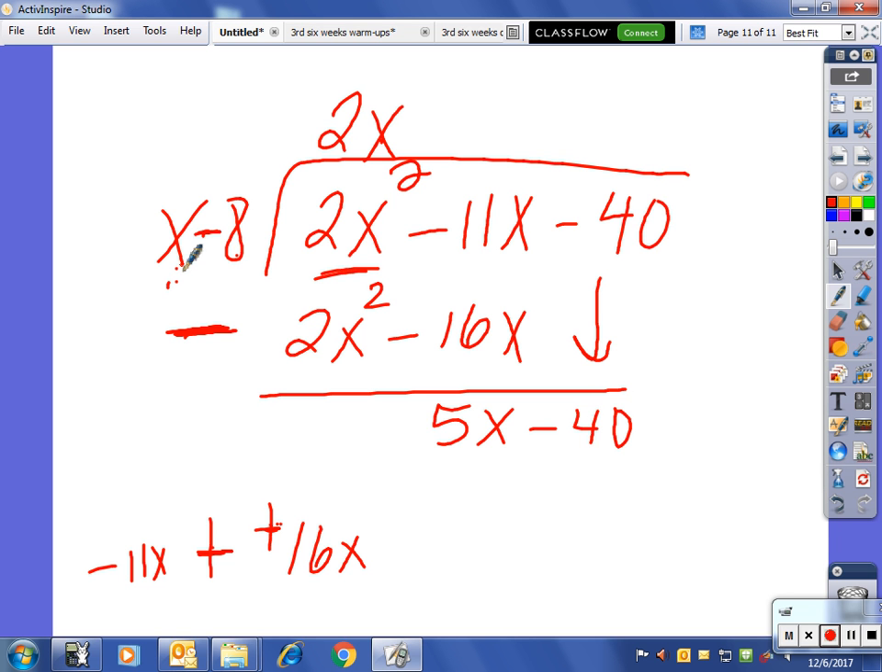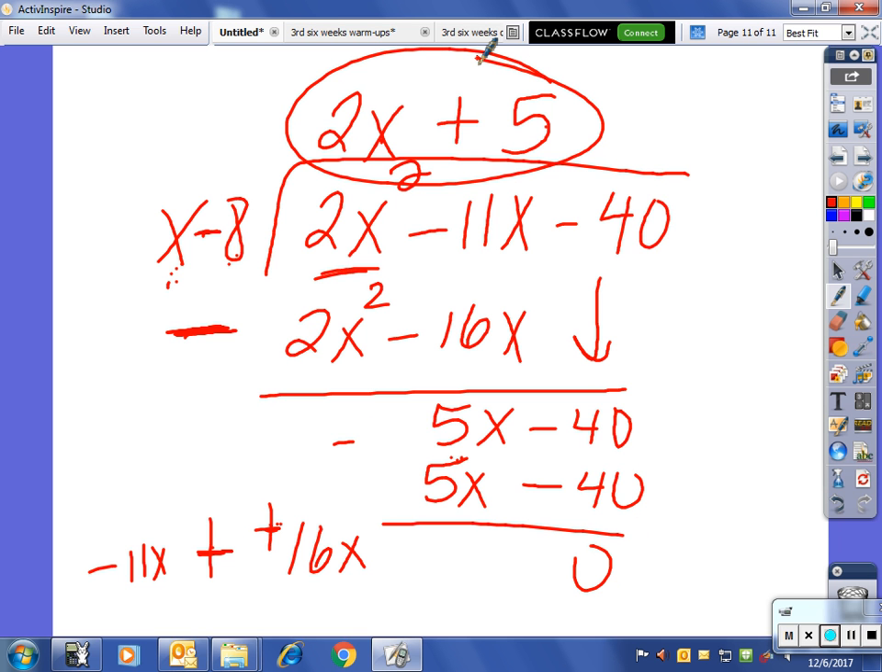Now how many times does x go into 5x? Positive 5 times. What's 5 times x? 5x. What's 5 times negative 8? Negative 40. And our remainder here is 0. That's my answer.